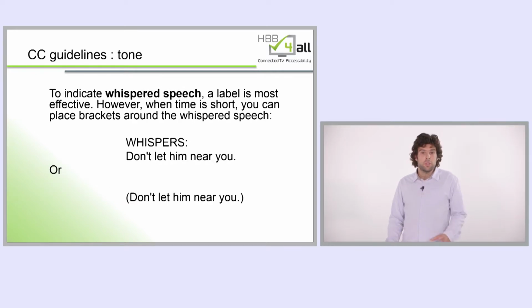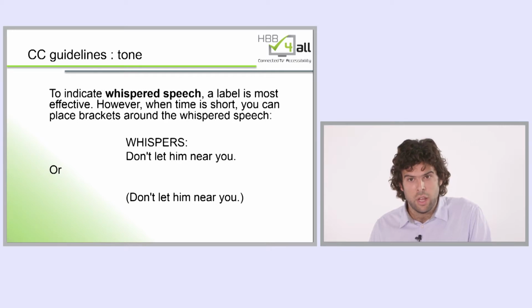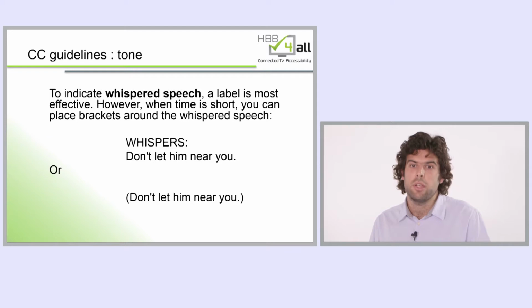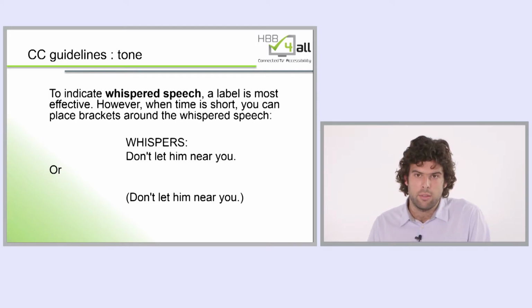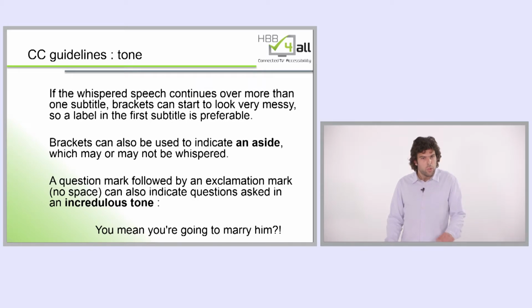To indicate whispered speech, a label is most effective. However, when time is short, you can place brackets around the whispered speech. Whispers, "Don't let him near you." Or, between brackets, "Don't let him near you." That would be the effect of whispering between brackets or with a tag. If the whispered speech continues over more than one subtitle, brackets can start to look very messy, so a label in the first subtitle is preferable.